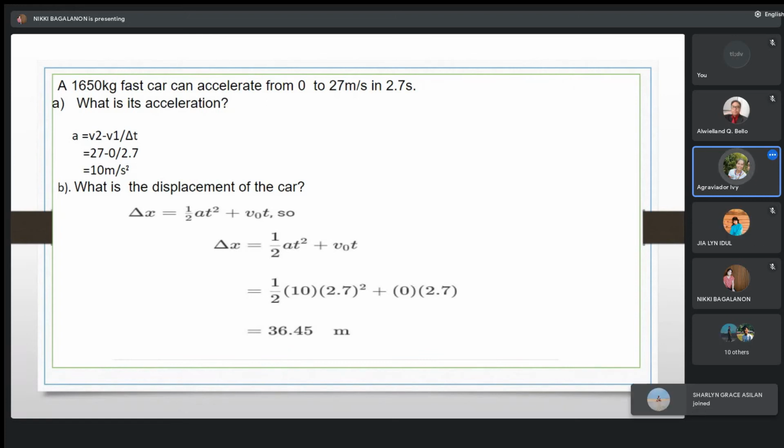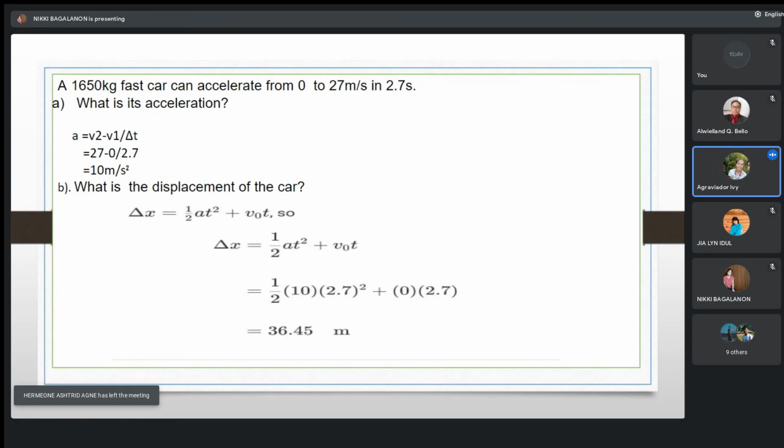Another example: a 1,650 kilogram car accelerates to 27 meters per second in 2 seconds. Its acceleration is the final velocity minus the initial velocity over time. The distance is one half times the velocity change times time, one half times 10 times 2.7 squared, which equals 36.45 meters.